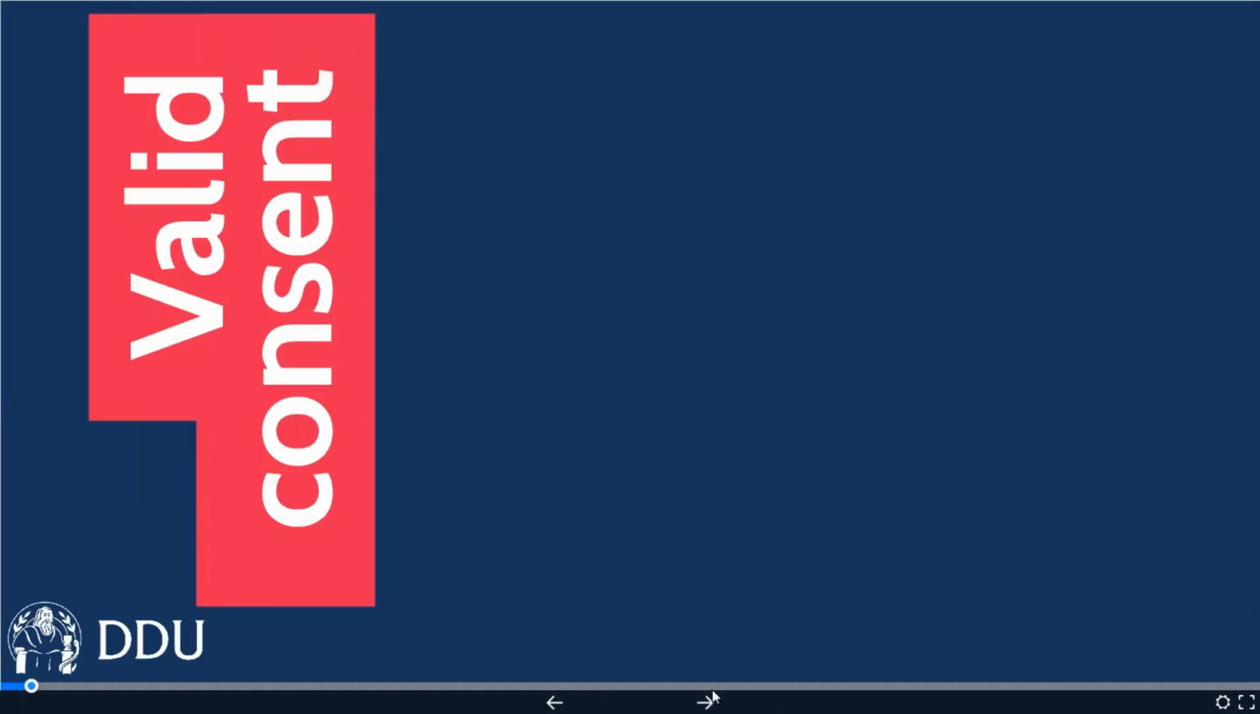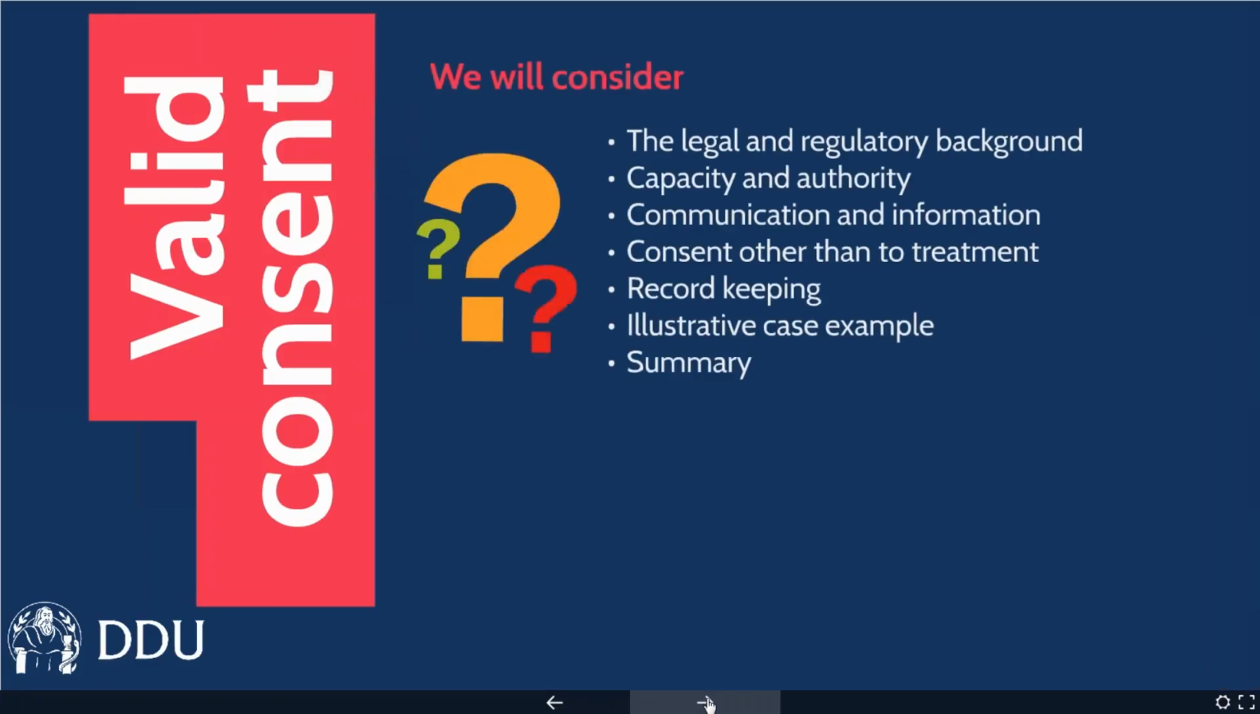For consent to be valid, yes, of course it must be informed, informed by means of a two-way dialogue, information given and information received. It must be voluntary, and the patient must have the capacity, primarily the understanding, such that they can understand the information that's given to them.